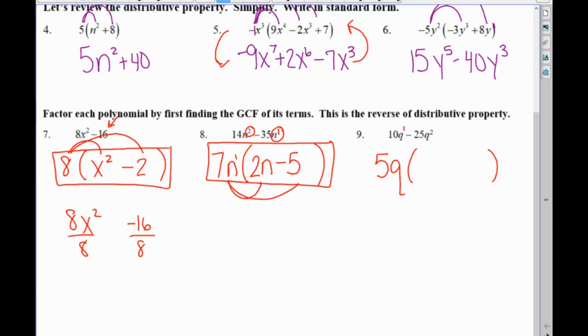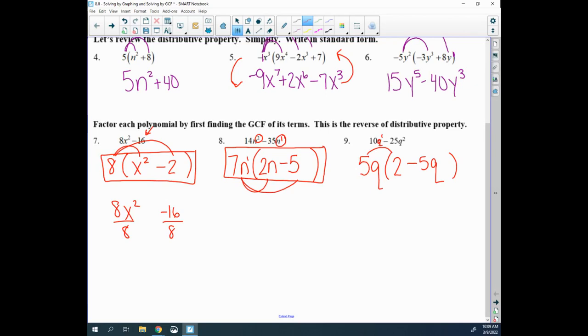All right, here we go. I had a 10, but I pulled a 5 out, right? So what's left? 2, because 5 times 2 would give me 10, right? I had a q, but we pulled him out, so he's gone. All right, 5 times what would give me negative 25? Negative 5. This one has 2 q's, but I'm pulling 1 out, so that leaves me with 1. Okay, so our answer here, 5q times negative 5q would give you negative 25q squared. There's our answer.